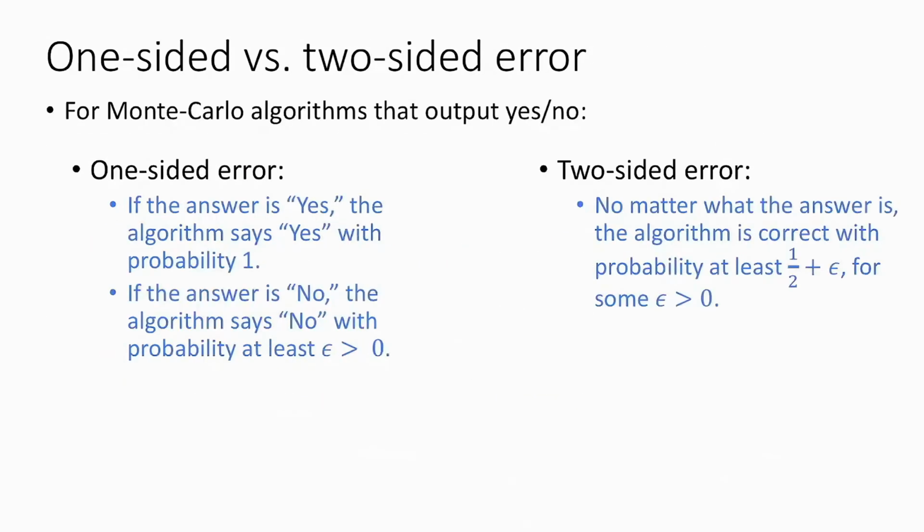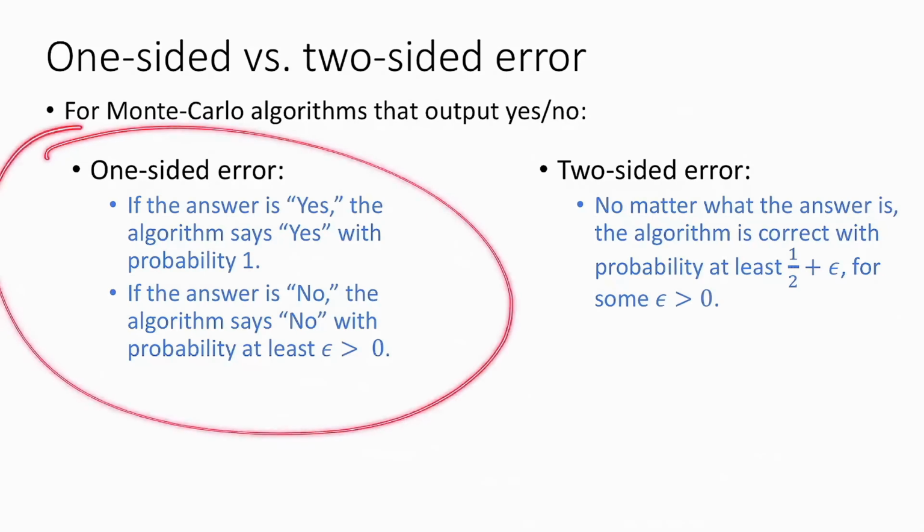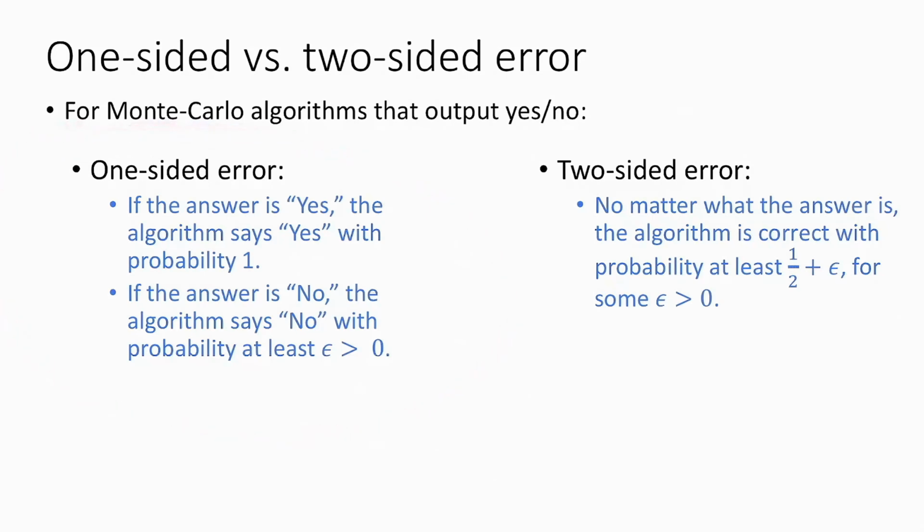When we're talking about randomized algorithms that might be wrong, that is, Monte Carlo algorithms, if those algorithms just output a yes or no answer, it makes sense to talk about one-sided error versus two-sided error. With one-sided error, the guarantee means that if the correct answer is yes, then the algorithm will say yes with probability 1. So it's always right if the answer is yes. On the other hand, if the answer is no, then the algorithm will say no with at least some positive probability, some epsilon greater than 0.